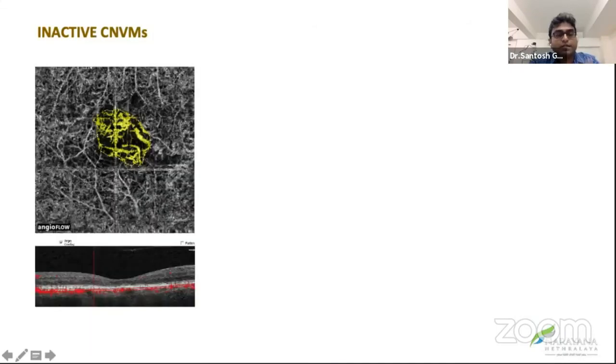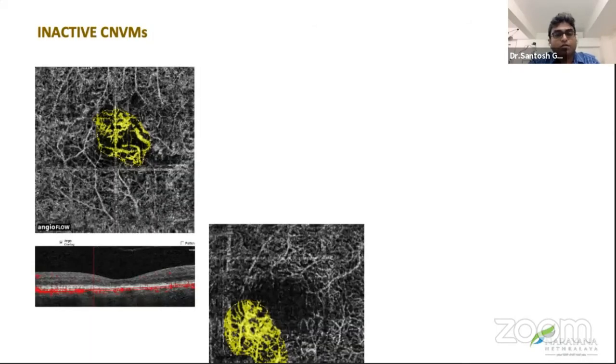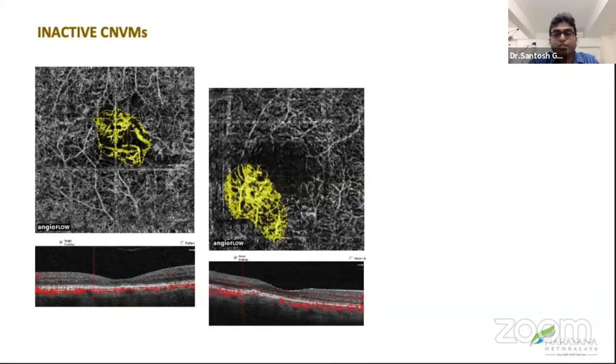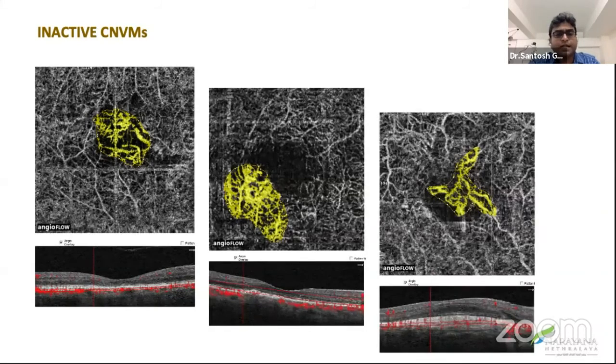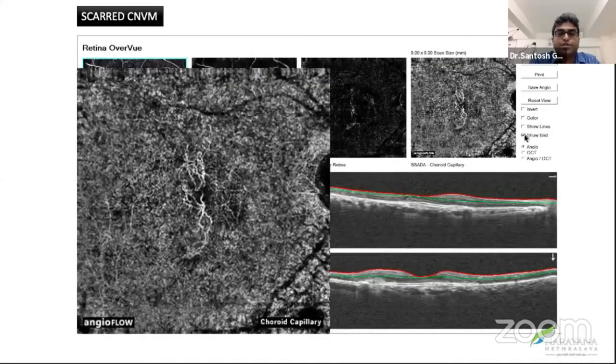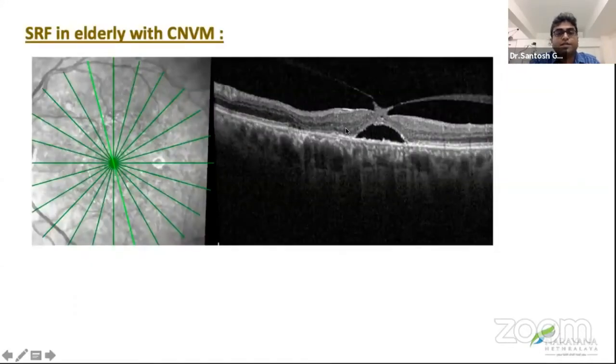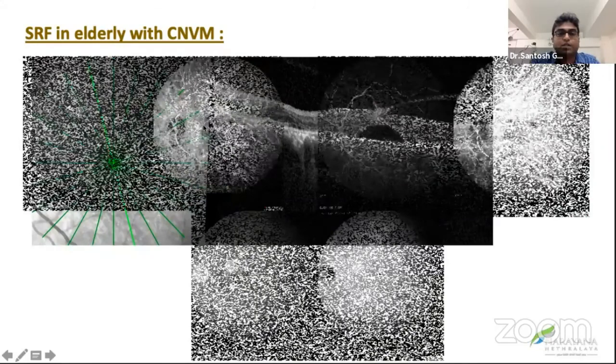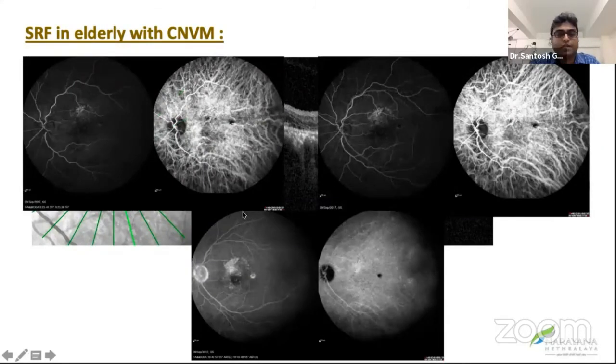Inactive CNVMs, as we already discussed, this is how they look. They look like larger mature vessels, and even scarred CNVMs. So when we encounter such a patient wherein you have an SRF, there's no clear-cut CNVM, and you see quite a great deal of outer retinal atrophy and large choroidal vessels, pachychoroidal vessels, and when you do an FFA and ICG, we just see an occult leak, but there are no polyps or deviation on ICG. So OCTA can be helpful in such situations.